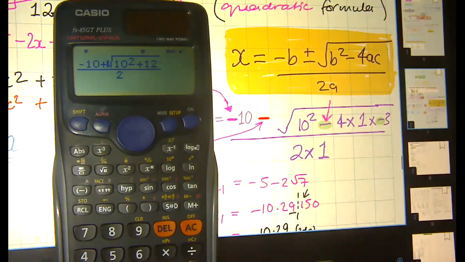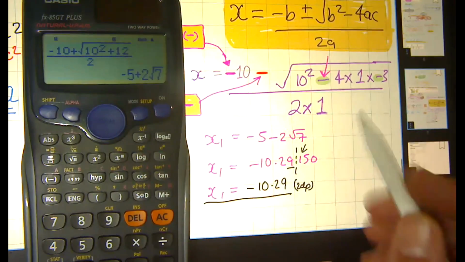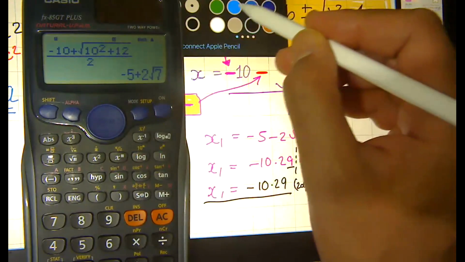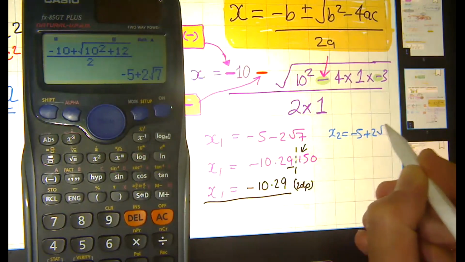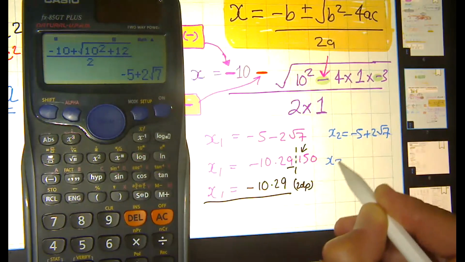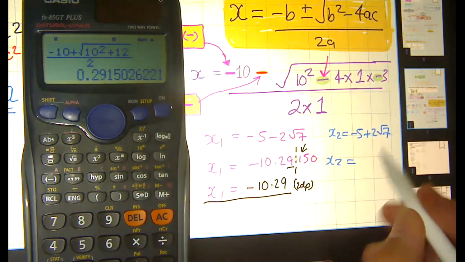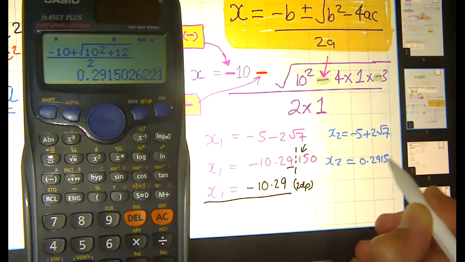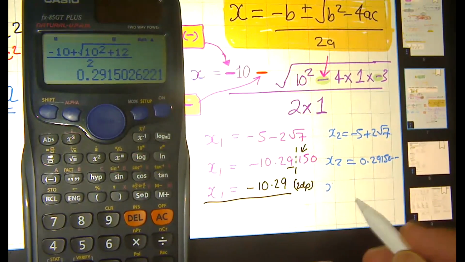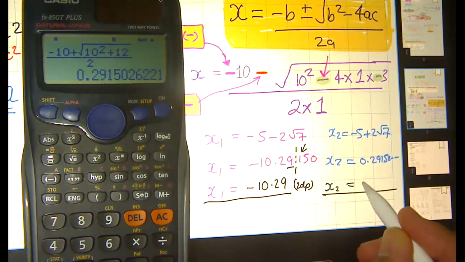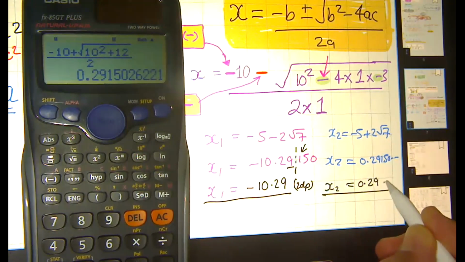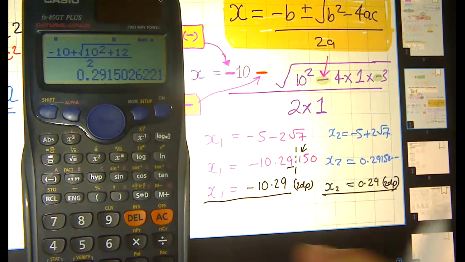Okay, so sorry about that. Now we've changed it, so we press equal. Saves us having to type it all in. 0.29. Yeah, that's what I got as well. Let me just catch up. So x2 is equal to -5 plus 2 root 7. Then we say x2 is, press the SD button, 0.29150 and so on, and the final answer is x2 is equal to 0.29 to 2 decimal places. Okay, beautifully done.